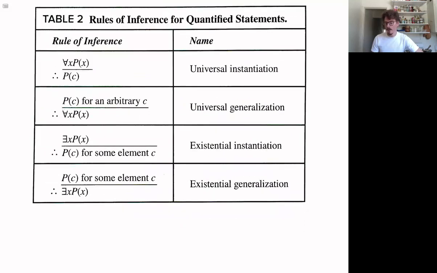And then for the existential quantifier, if there exists an x with some property, then you can find an element with that property. And conversely, if you can find an element with this property, then the existential quantifier is satisfied. So okay, let's dispense with running through all these tables and instead do some examples.